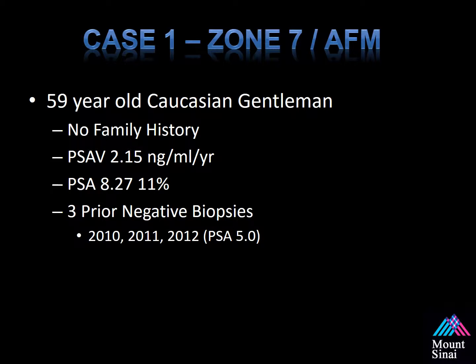This is our first case. There's a lesion located in zone 7, or the anterior fibromuscular stroma. It's a 59-year-old Caucasian gentleman with no family history of prostate cancer. His PSA velocity is elevated at 2.15 nanograms per milliliter per year. His PSA is 8.27 with a free PSA of 11%. He had 3 prior negative prostate biopsies in 2010, 11, and 12.